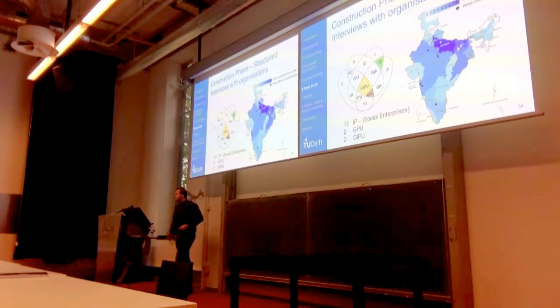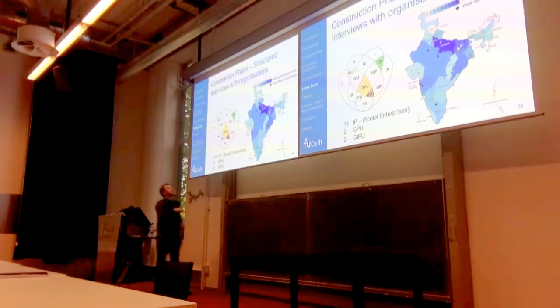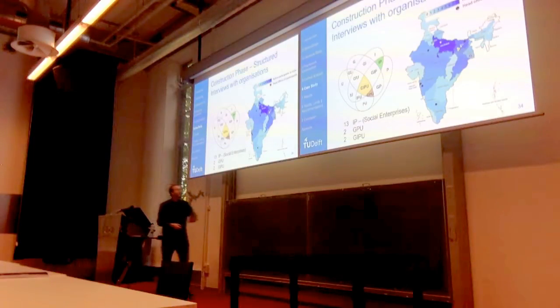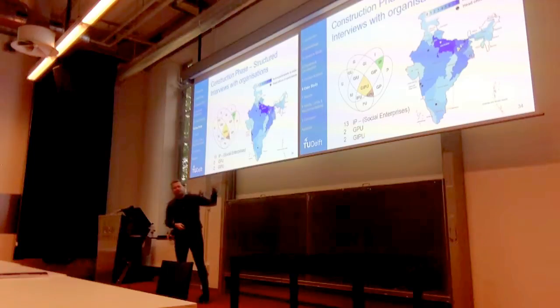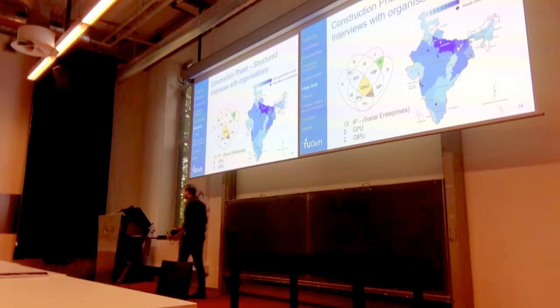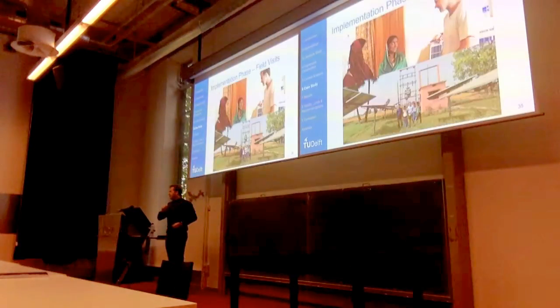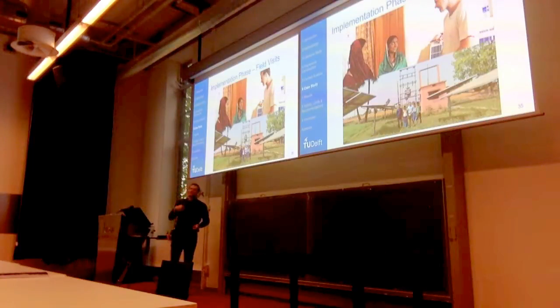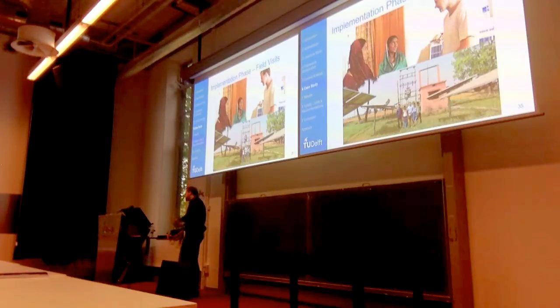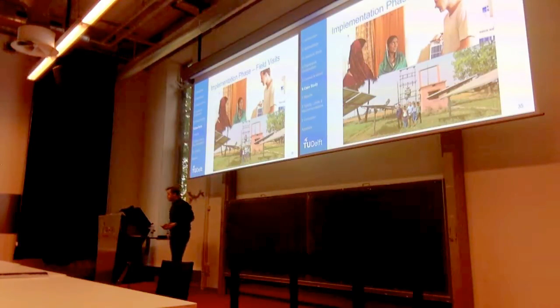In the construction phase, I interviewed 17 organizations, of which 13 social enterprises, which are there, the green ones in the image. And I also questioned four other organizations that are active in those spheres. And on this image you can see where in India they are active. Now, in the implementation phase, I visited five projects in the field, really talking to the end users, to the customers, and their perceptions of the technologies they were using.